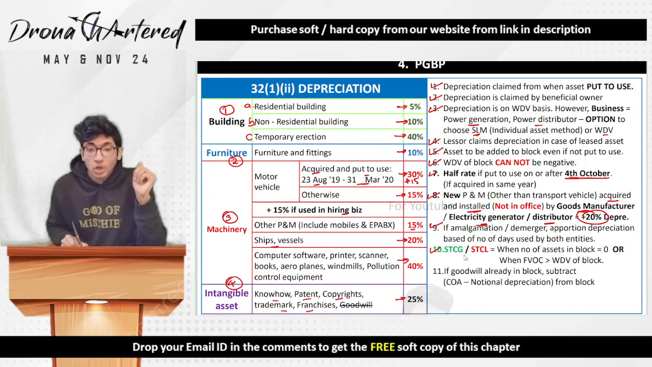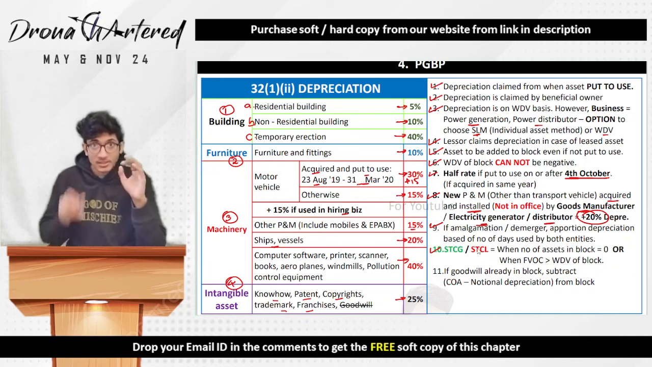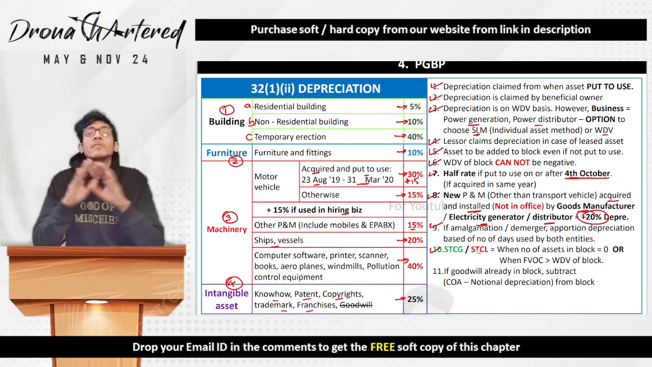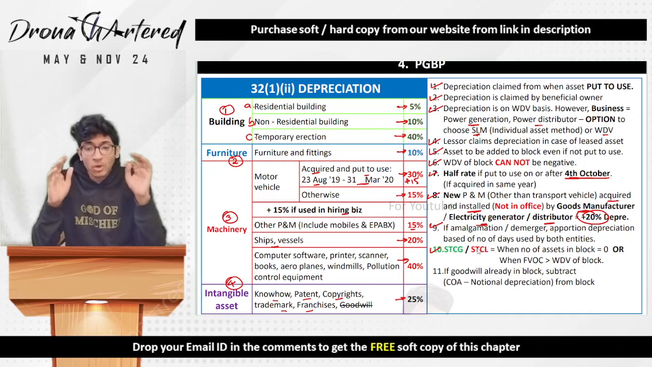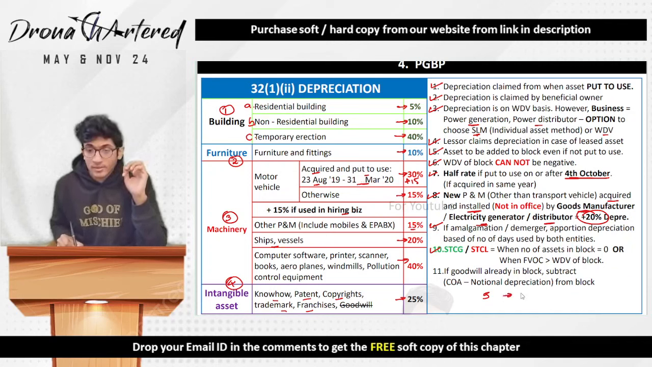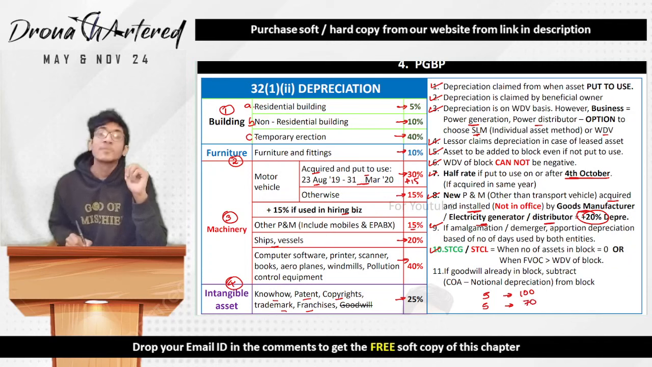Next part comes your short-term capital gain, short-term capital loss. Now, in case of assets, in case of depreciation, in case of sale, there will always be either a short-term capital gain or a short-term capital loss. You have to remember there will never be a long-term capital gain or long-term capital loss. Say for example, you have five assets in your block and their WDV is say rupees 100. And you sold five assets say for rupees 70.